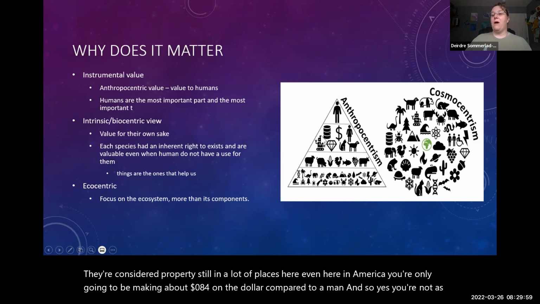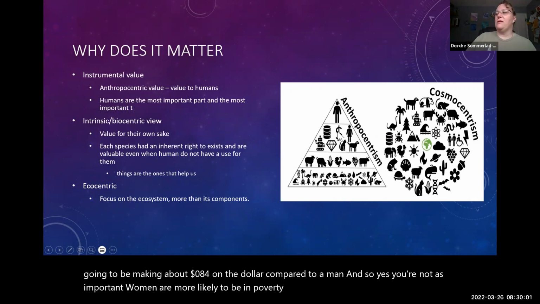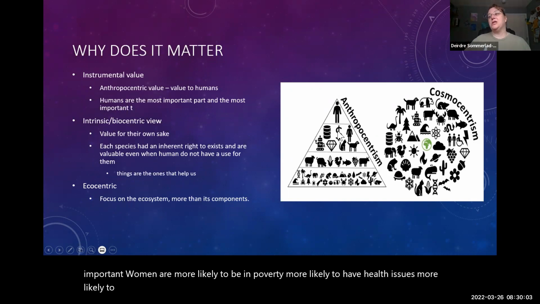Women are more likely to be in poverty, more likely to have health issues, more likely to have all these systemic issues. And that's because of what's valuable to humans.